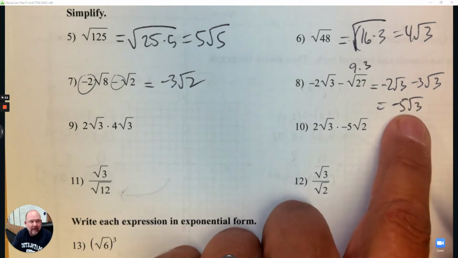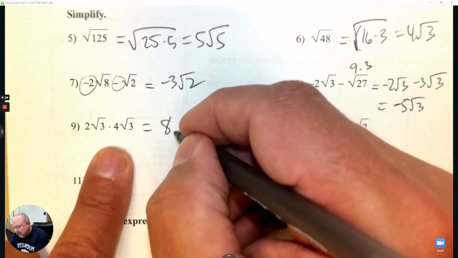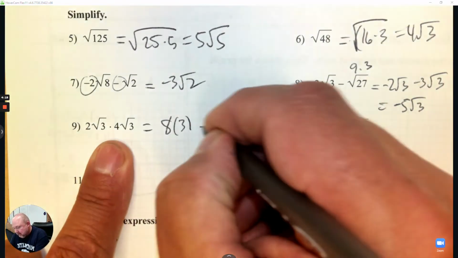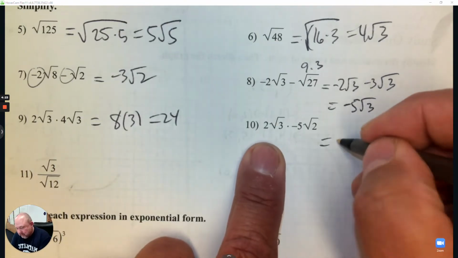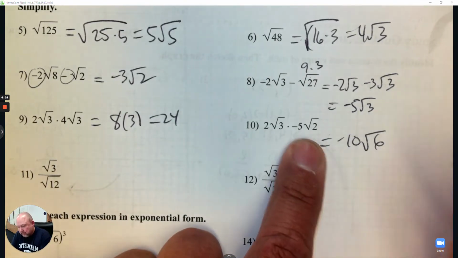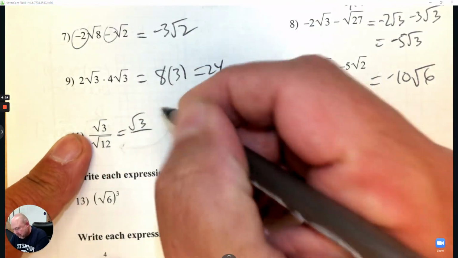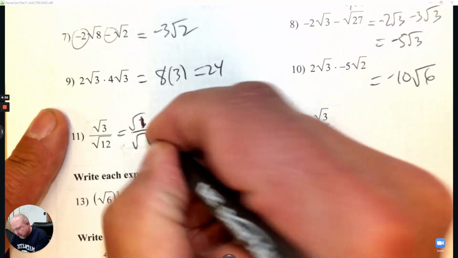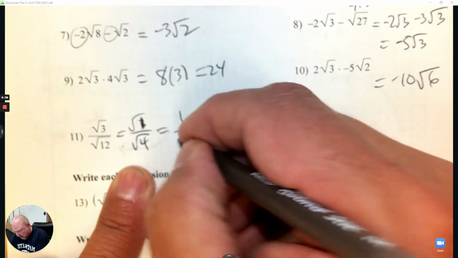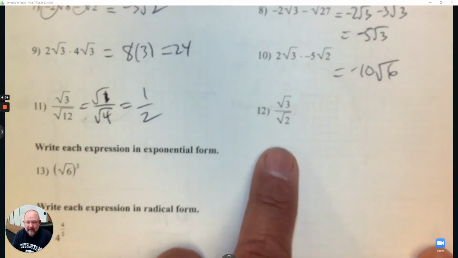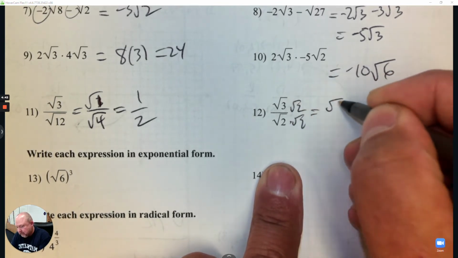So -2 and -3. Here again, when you multiply 2 times 4, and then root 3 times root 3 is 3, and then together that makes 24. Here, 2 times -5, and then 3 times 2 is root 6. Divide, I'm going to simplify it first. So 3 over 12 is 1 over 4. Square root of 1, square root of 4. Done. Nothing simplifies here, so root 2, that's root 6 over 2.